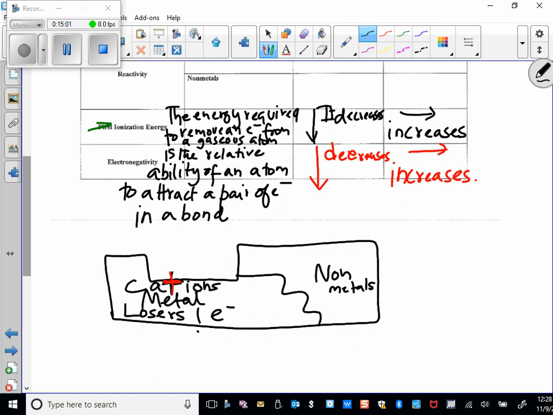And it's the opposite for the non-metals. So non-metals will gain electrons and they will become anions. Is that right? Metals become cations, non-metals become anions.